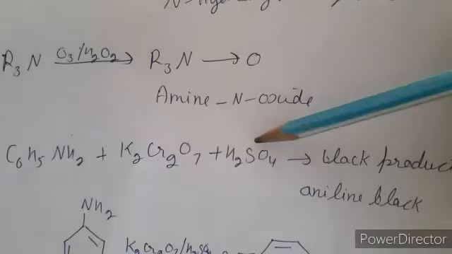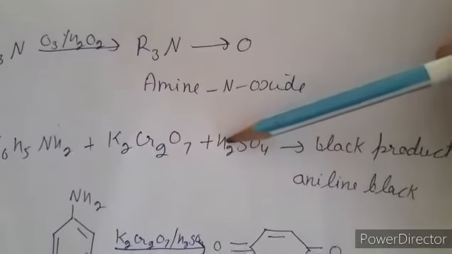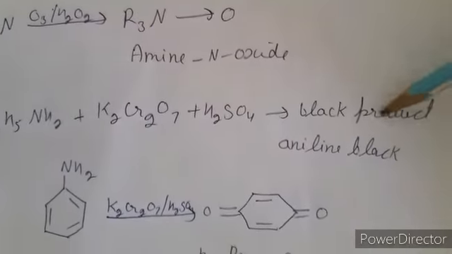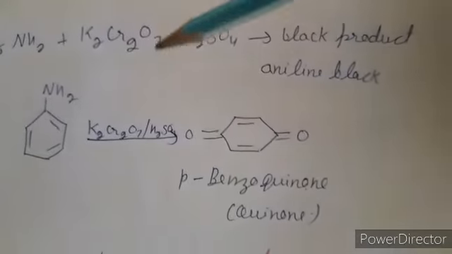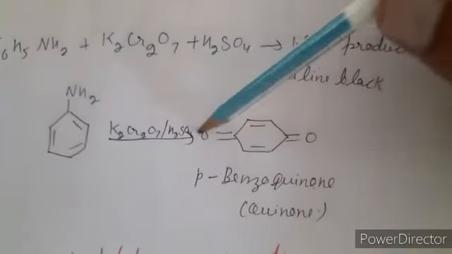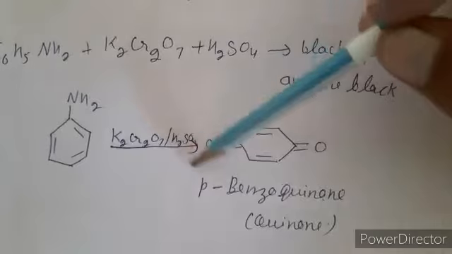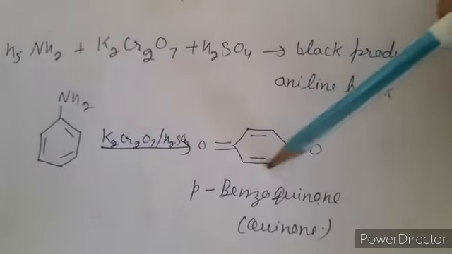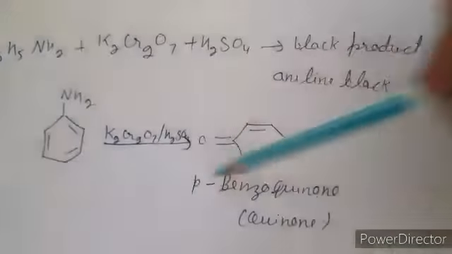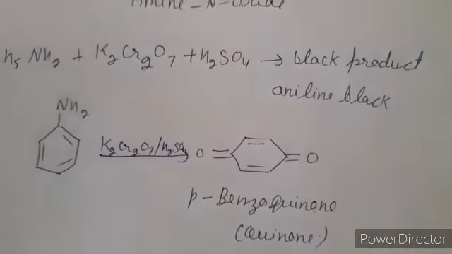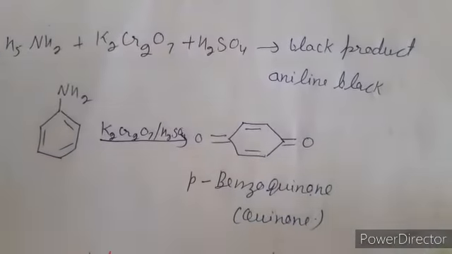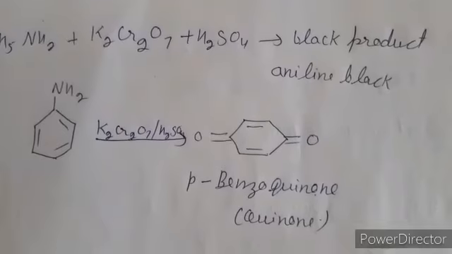Aniline also oxidizes in the acidic medium of potassium dichromate to form a black product, aniline black. When we oxidize aniline in the presence of acidic potassium dichromate, it forms a quinone, para-benzoquinone. This reaction is important. Clear? If you have any query up to this, you can call me or message me and I will clarify it. Thank you.